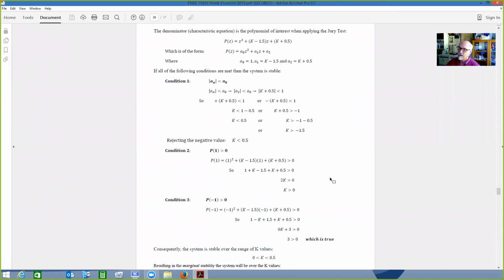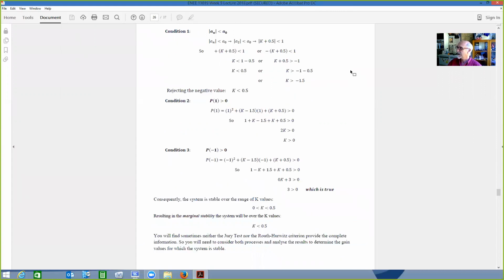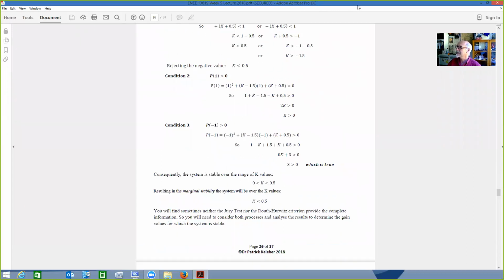Condition 3 is that the polynomial at z equals -1 must also be greater than 0. The 1 and -1 relate to the unit circle, since the largest z values on the unit circle are at 1 and -1. That's why it's -1, and that's also greater than 0. Consequently, the system is stable over the range of k values from 0 to 0.5, with marginal stability occurring at 0.5.